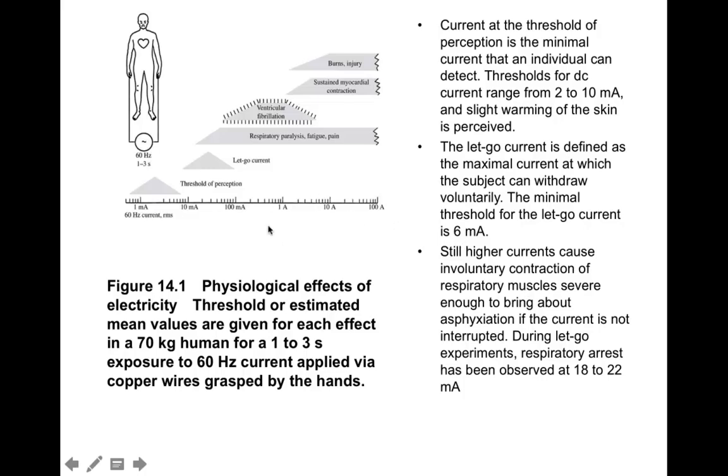So even higher in current, then you start to get ventricular fibrillation, which is really the main reason typically that people die from electric shock. You can also get respiratory paralysis, fatigue, and pain. Typically, respiratory arrest occurs between 18 and 22 milliamps. And this is basically just because of severe muscle contraction that you get asphyxiated.